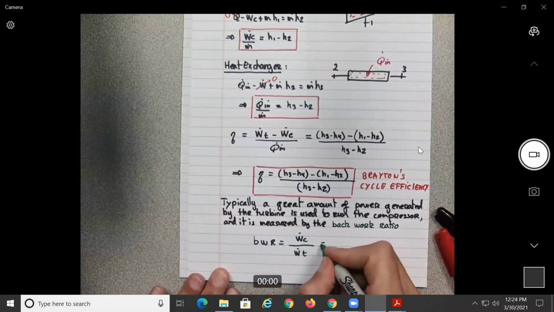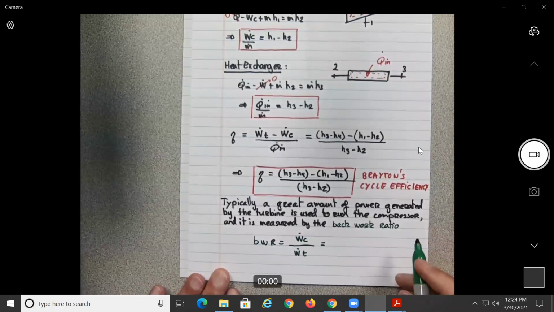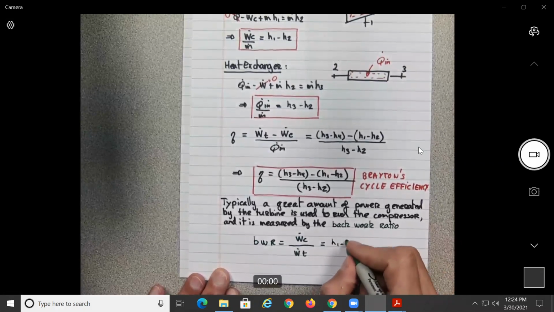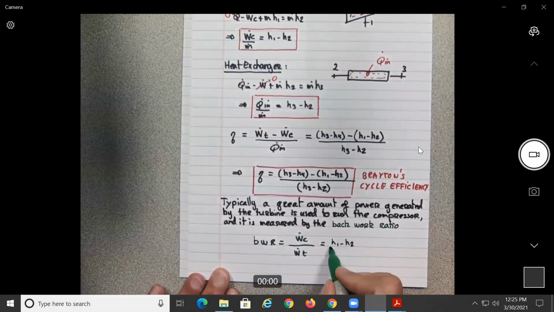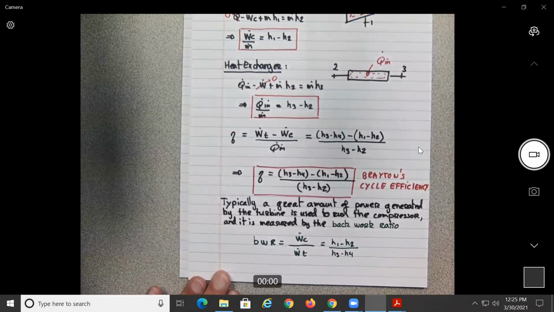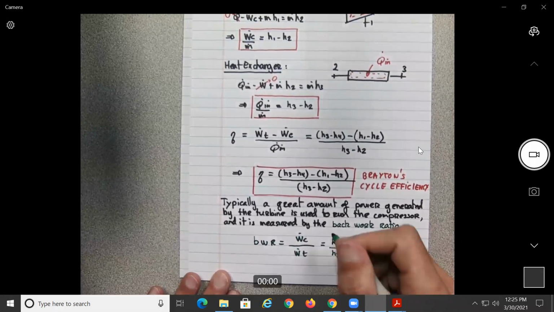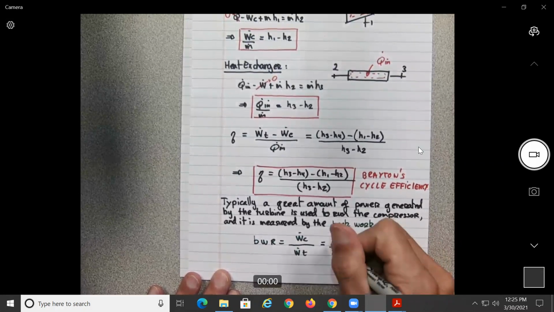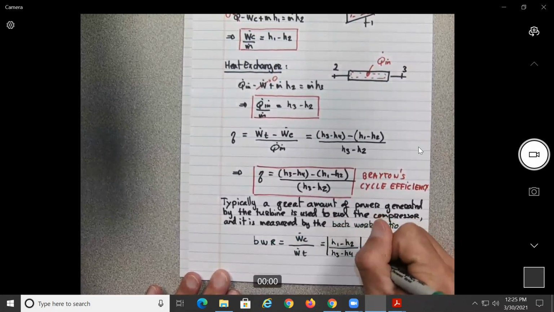So we said that the power used by the compressor was equal to what? H1 minus H2, divided by H3 minus H4. And be careful because this value can only be positive. I think this term here can be negative, H1 minus H2 will be negative. So let's just say it will be the absolute value, okay?